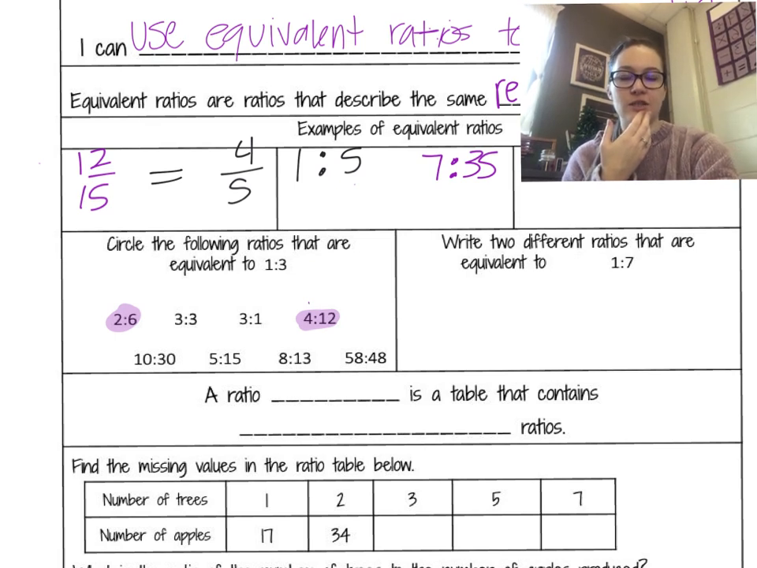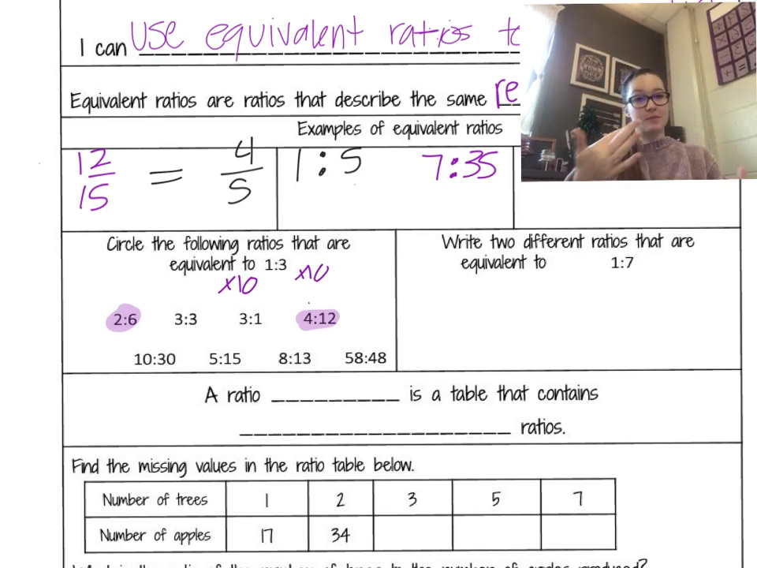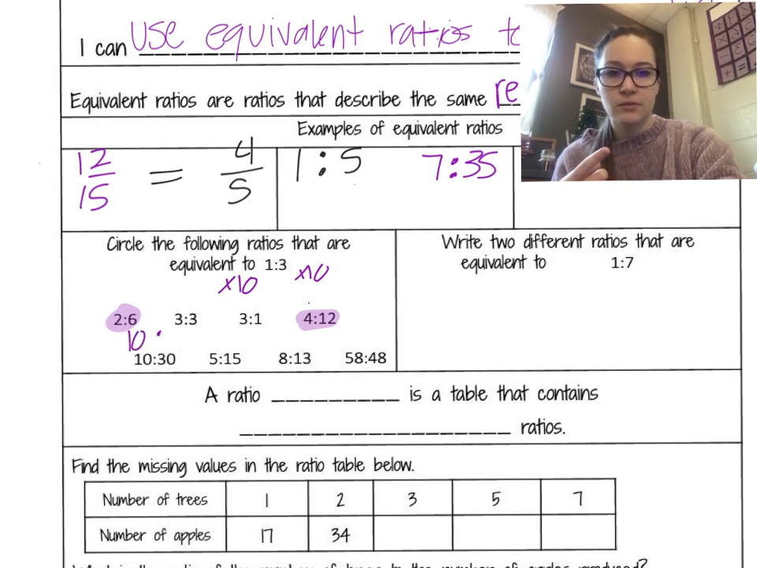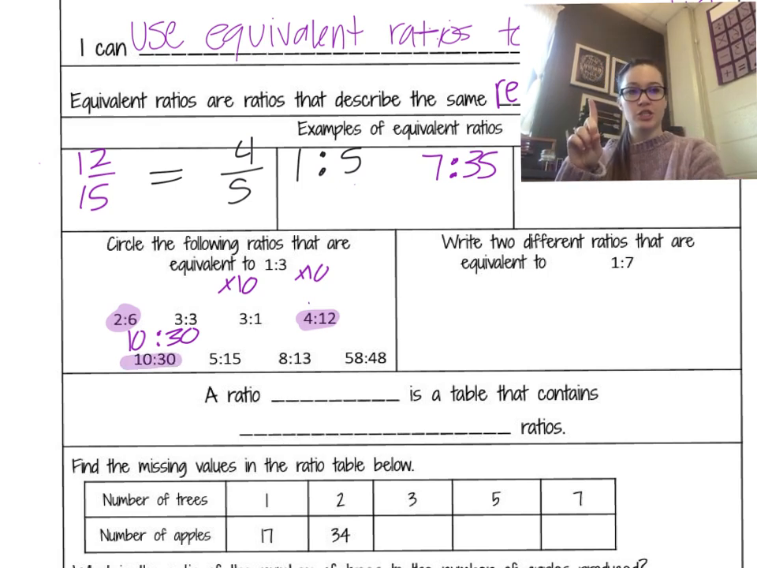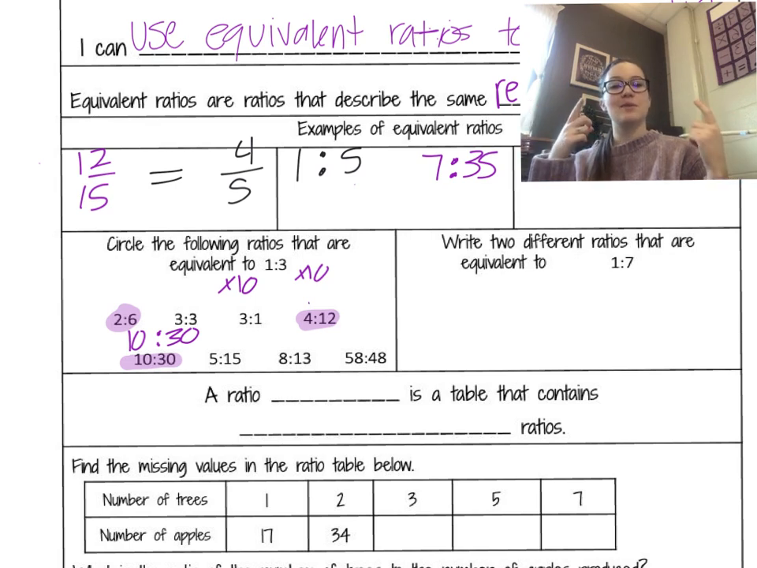Let's try 10 to 30. To get from 1 to 10, multiply by 10. I think the easiest way is to multiply. So we're going to multiply both sides by 10. 1 times 10 is 10, and 3 times 10 is 30. So since I took that first ratio, 1 to 3, I could multiply it on both sides by the same thing and get the other ratio, they are equivalent.